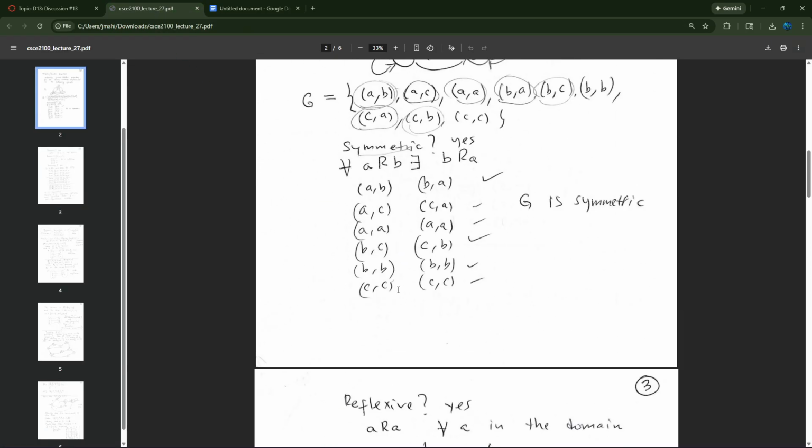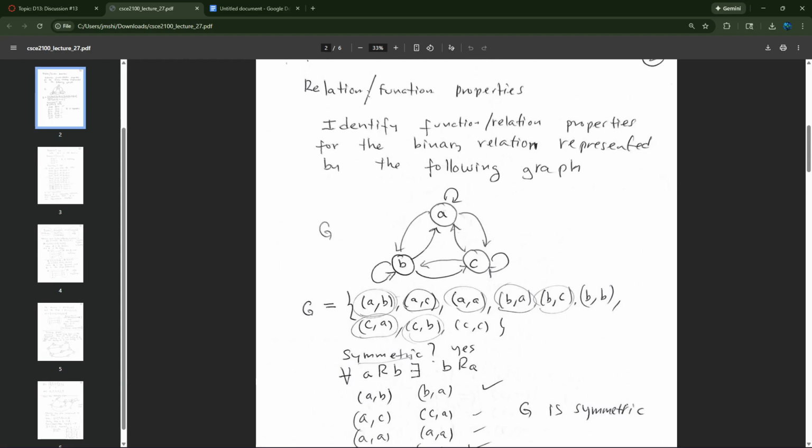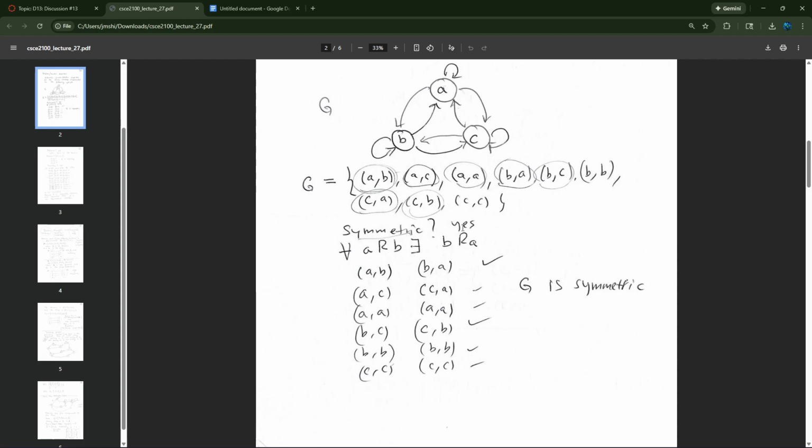Okay, last up, we have relation and function properties based on this graph G right here. And you can see the set G, which defines the relations in the graph. So now we'll run through each relation property for graph G. So first is G symmetric.